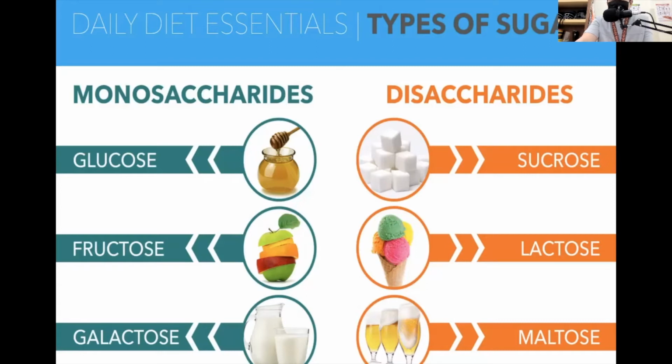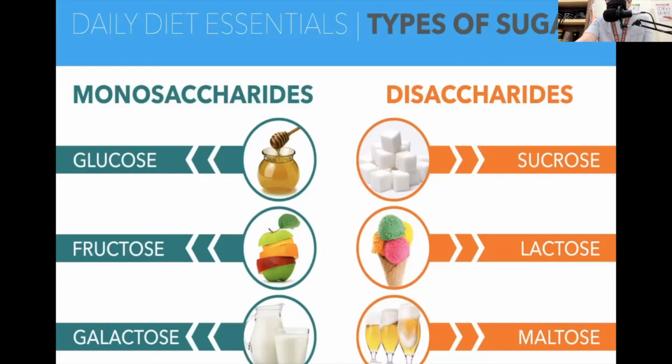So this is just a quick example of monosaccharides. When you're talking about glucose, an example is honey. Fructose mostly comes from different fruits. Yeah, we can get sugar from fruits. For galactose, from fresh milk.